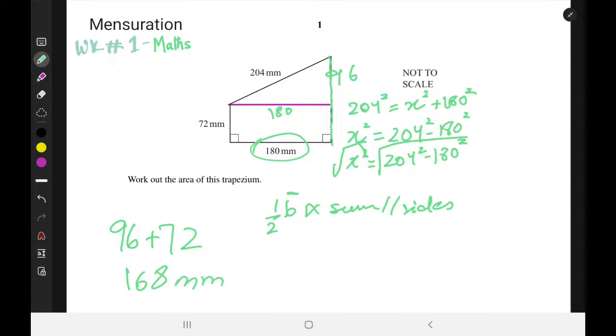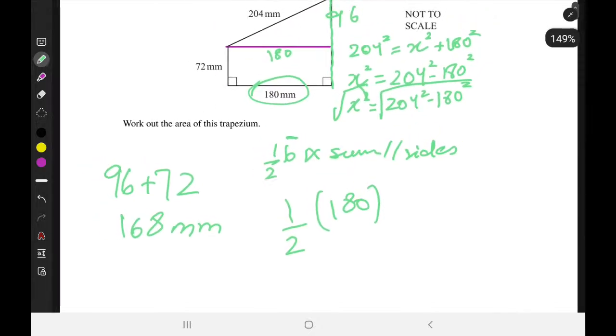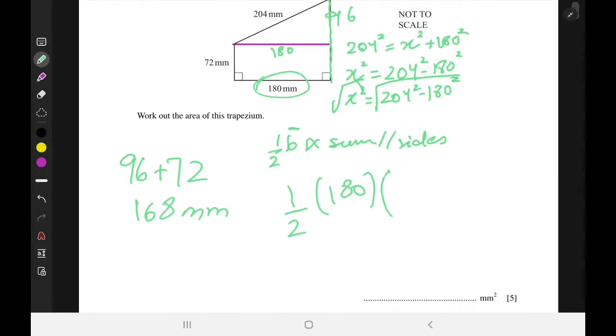Now we found that length. Now we know the formula, so let's apply it. 1 upon 2, what is the base? It is 180. And the sum of parallel sides. What is the sum of parallel sides? 168? No, 168 is only one side. 168 plus 72 will be done again, so it is going to be 240. So 240, this is going to cancel out with this, it is going to be 120.